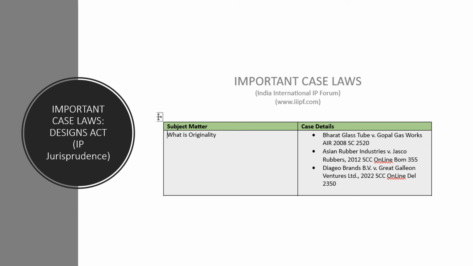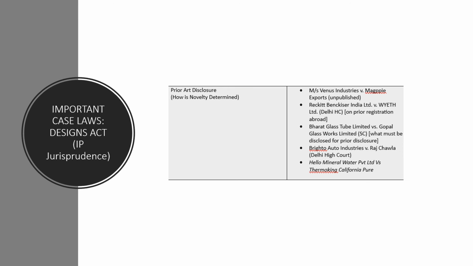You can pause at this slide and note it down, and then you can go through it at your later stage. You can open up the case law from the internet and start reading it. Second is about the prior art disclosure. How is novelty determined? Let's say if there is a prior publication, if there is a prior exhibition, or you discuss it with somebody in secrecy, or you use it for research work.